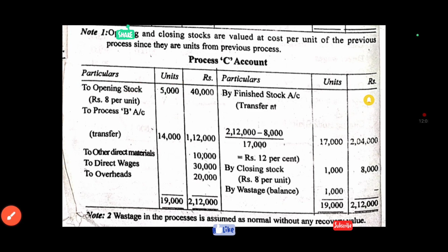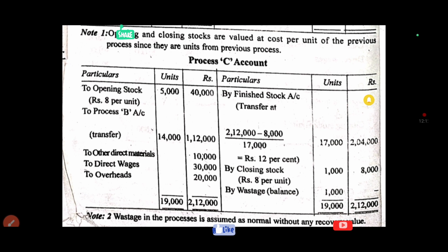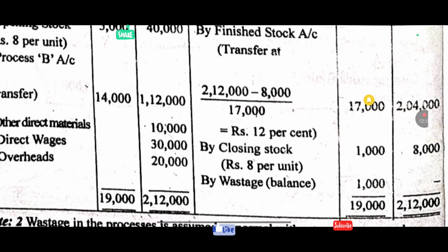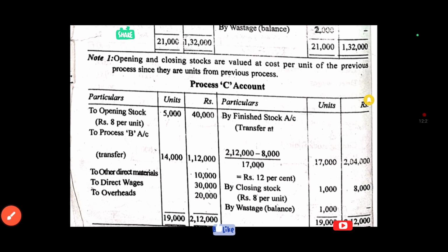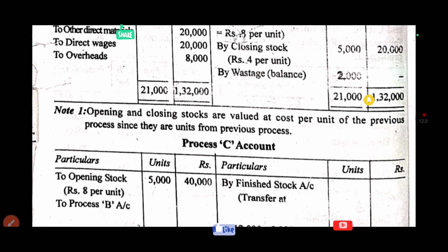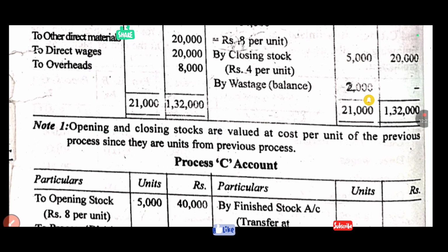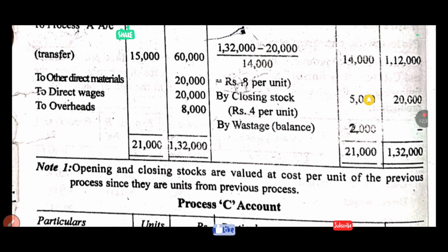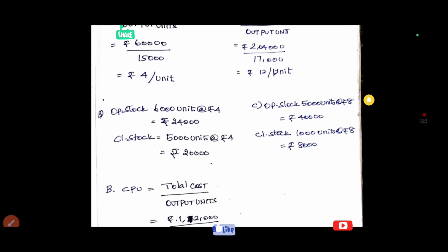Listen, as per the format, if the opening stock appears on the debit side, the closing stock appears on the credit side, right? What is the closing stock value? 1,000 units. So the opening stock and closing stock units are to be calculated with the previous process cost per unit. What is the previous process cost per unit? Okay, so let's prepare the previous process cost per unit. Listen.